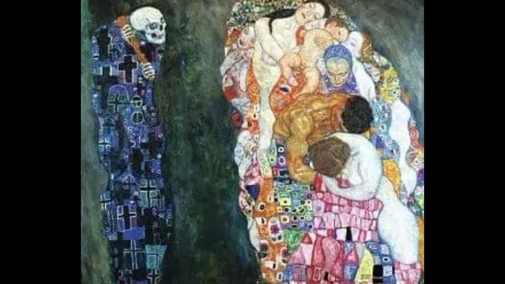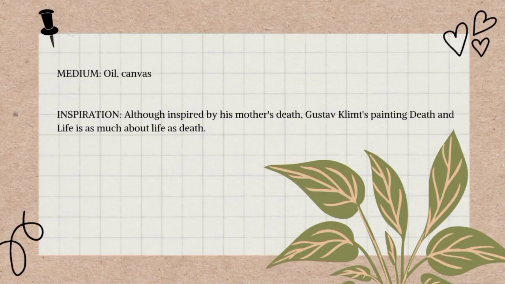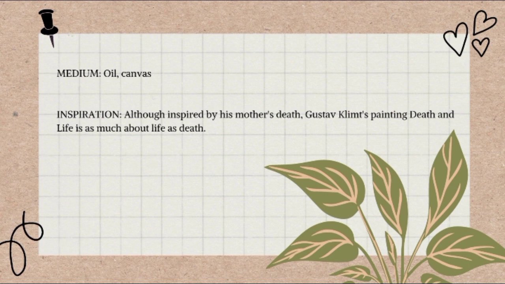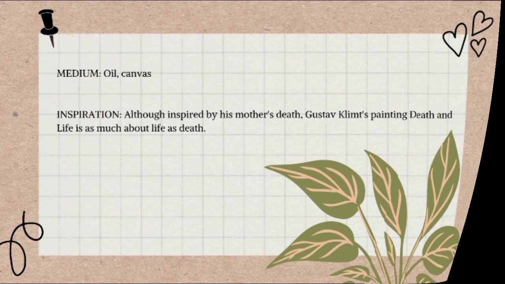Gustav Klimt described this painting, which was honored with the first prize at the 1911 International Art Exhibition in Rome, as his most important figure work. Instead of a threatening vision of death, we see the acceptance of mortality, the moment of pleasure, beauty, youth, serenity, hope, and acceptance. The medium used is oil on canvas. Inspiration. Although inspired by his mother's death, Gustav Klimt's painting Death and Life is as much about life as death.